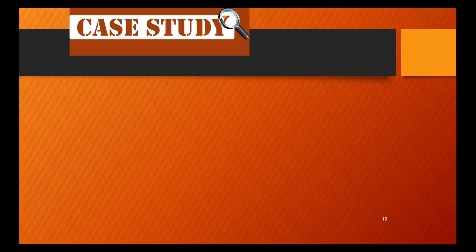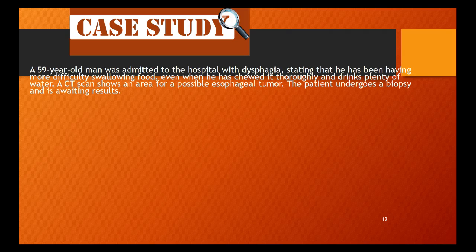So let's kick around this case study on esophageal cancer. A 59-year-old male was admitted to the hospital with dysphagia. Again, that's difficulty swallowing. And aphasia with an A is difficulty speaking. So I just wanted to clear that up once again. He states that he has been having more difficulty swallowing food even when he has chewed it thoroughly and drinks plenty of water. A CT scan shows an area for a possible esophageal tumor. The patient undergoes a biopsy and is awaiting results.